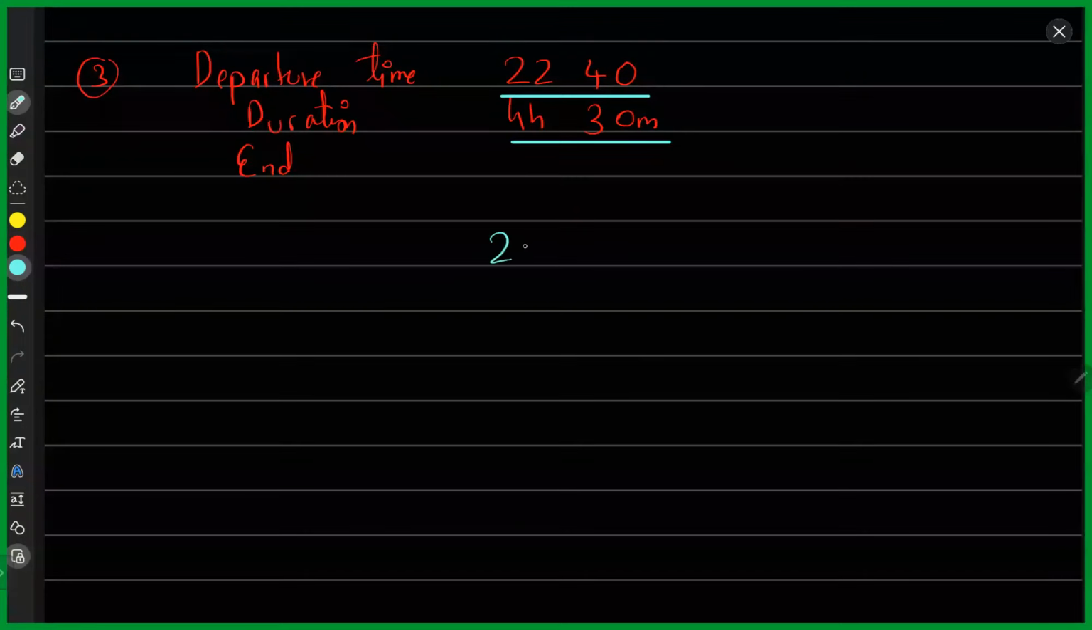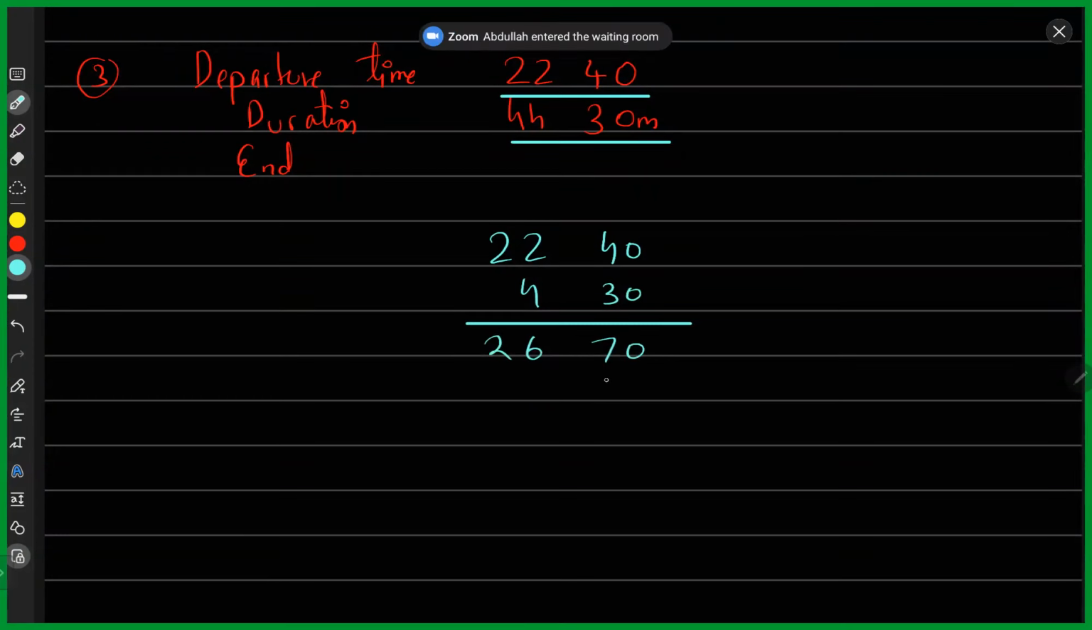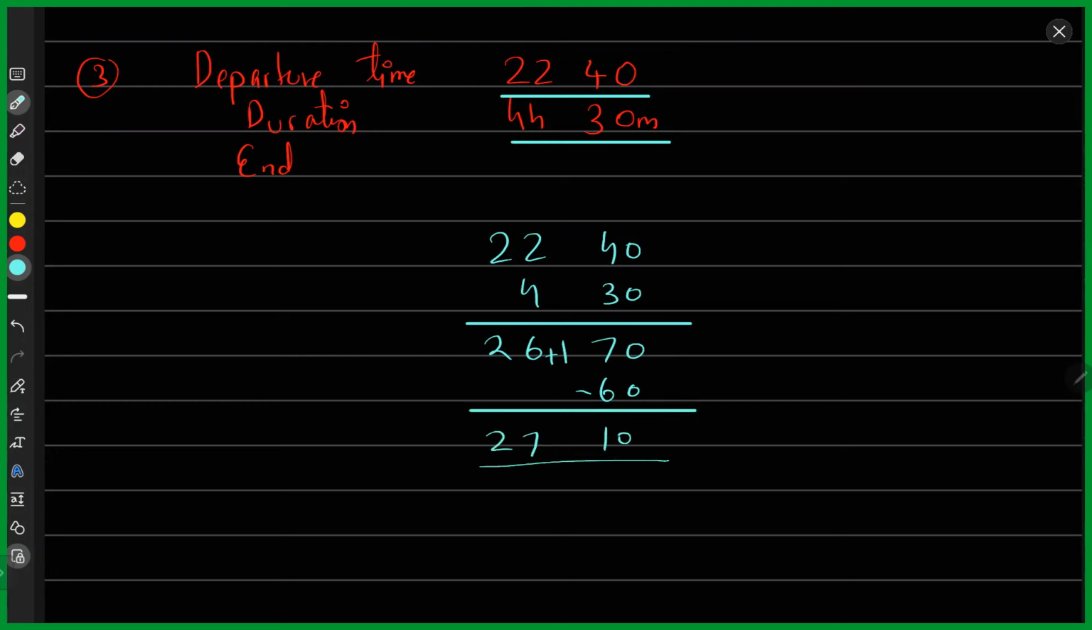So I'll do 22, 40, 4 and 30. This would give me 70 and this is going to give me 26. Now the issue is with the 70, first of all, I am going to subtract the 60 and add 1 to the hours. This would give me 27 and 10. Now 27, 10 makes no sense. It means that this is basically about the next day. So I am going to subtract it now.